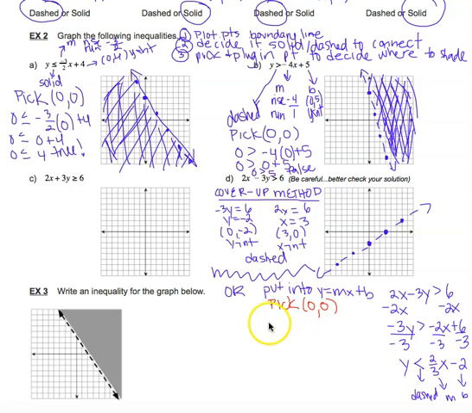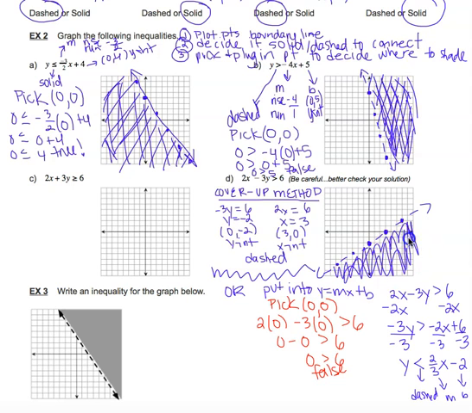So if I plug in 0, 0 here, it'd be 2 times 0 minus 3 times 0 greater than 6. So this would be 0 minus 0 greater than 6. So 0 greater than 6, that is a false statement, which means I should not shade where 0, 0 is. That means I should shade the opposite way. So in this case, I would shade below and kind of to the right is where that half plane is. So hopefully that makes sense. You always want to check your solution by plugging that in and making sure that you're correct.